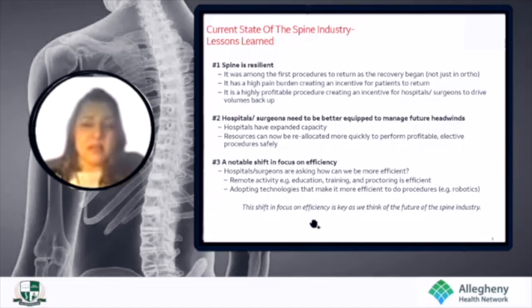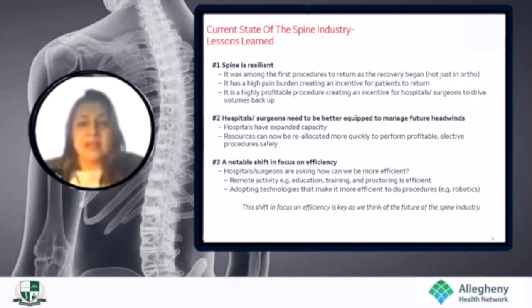The second key lesson we learned in 2020 was that hospitals and surgeons needed to be better equipped to manage future headwinds. Based on commentary from a couple of hospital companies, they have expanded capacity. Resources can now be reallocated more quickly to perform profitable elective procedures safely.